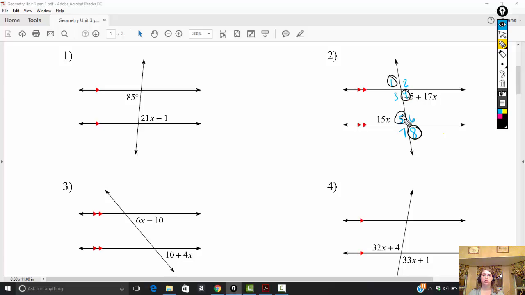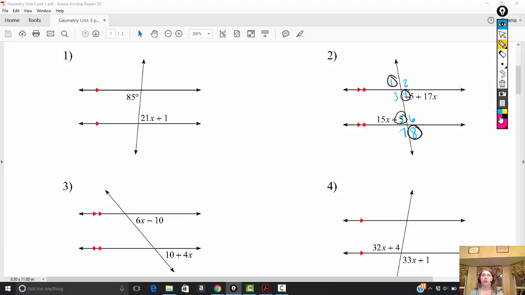These are alternate interiors between 4 and 5. You could also call these corresponding angles. Remember, one in, one out. Corresponding angles this way as well. 1 and 8 are alternate interiors. So you have all those.